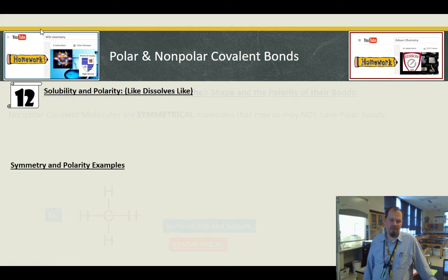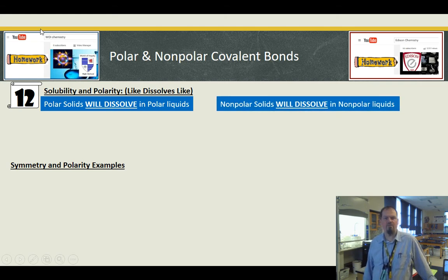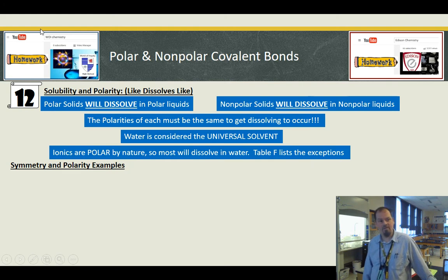Now we've got some examples. We're going to talk about some solubility first. Polar solids will dissolve in polar liquids. That's what "like dissolves like" means. And nonpolar solids will dissolve in nonpolar liquids. So I need the polarities to match up between the thing that's being dissolved and the thing that is dissolving. Water is considered the universal solvent because it is not only polar, but it's also covalent. Ionics are polar by nature, so most of them will dissolve in water. Table F will tell us who doesn't. We'll get into that in the solutions unit in depth.